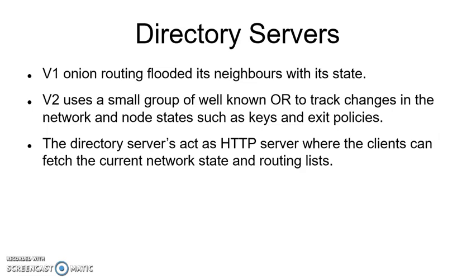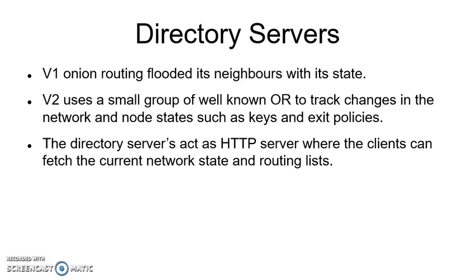So version 1 used routing which flooded its neighbors with its state. Version 2 uses a small group of well-known onion routers to track changes in the network and node states such as keys and exit policies.